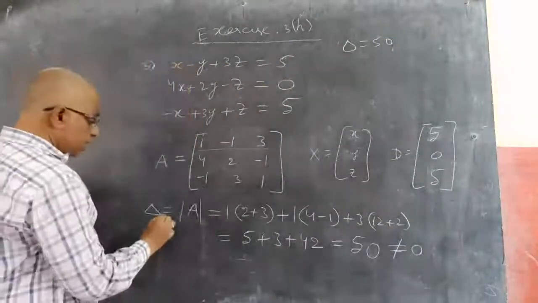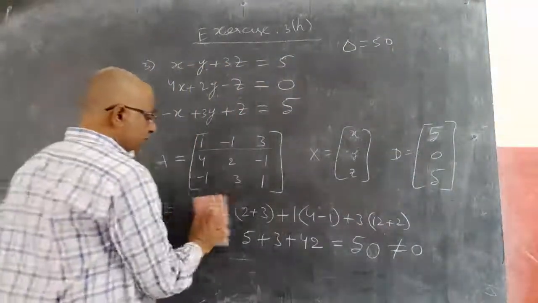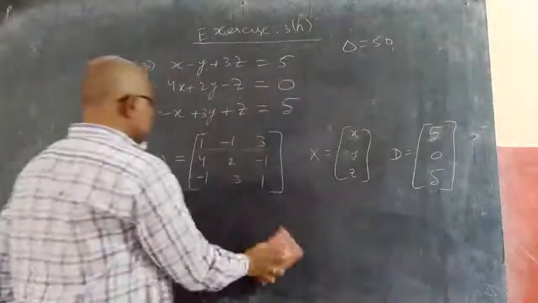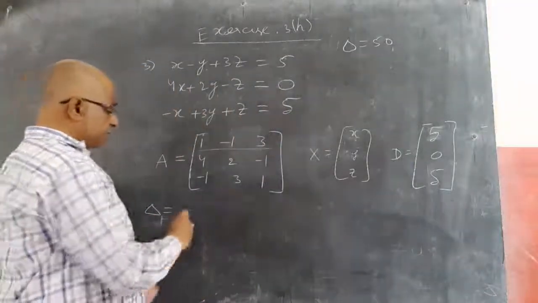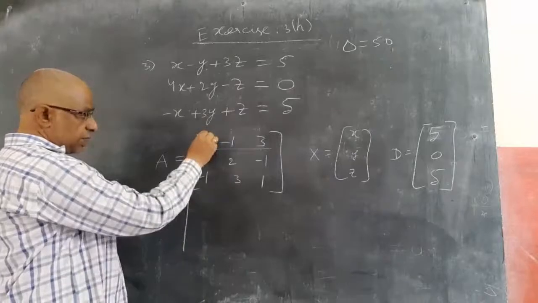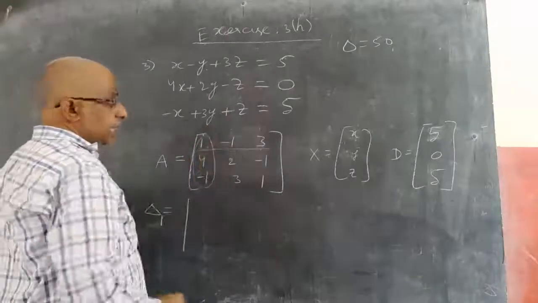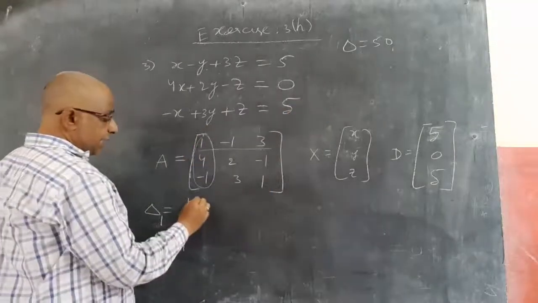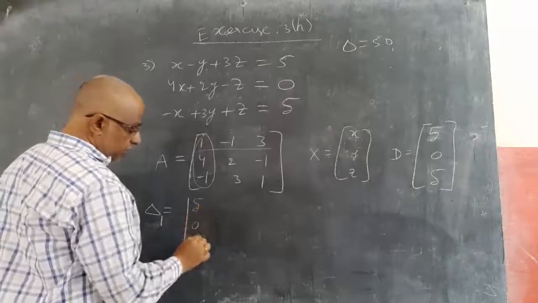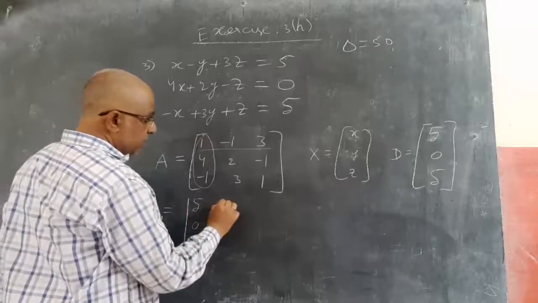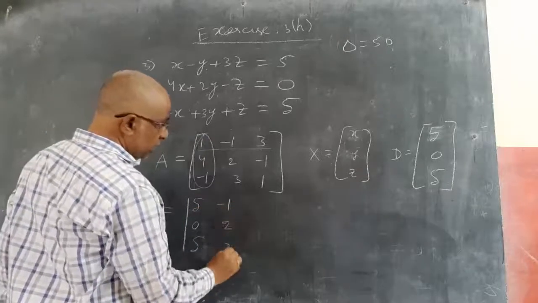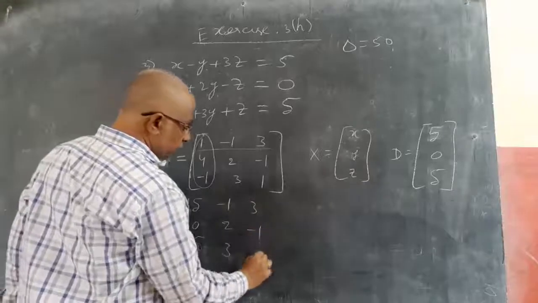Now I will go for delta 1. How can I find delta 1? Replacing first column elements means, what is the first column here? In place of this, I need to write D, that is 5, 0, 5. Remaining two are same as this: minus 1, 2, 3, minus 1, 1.